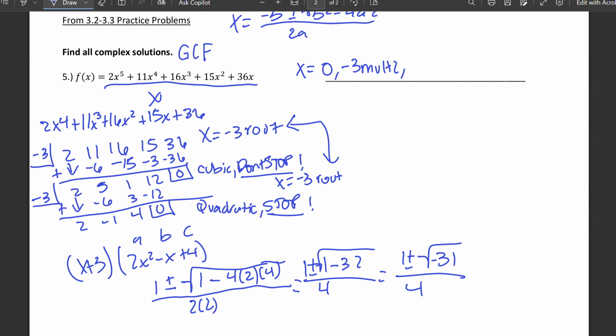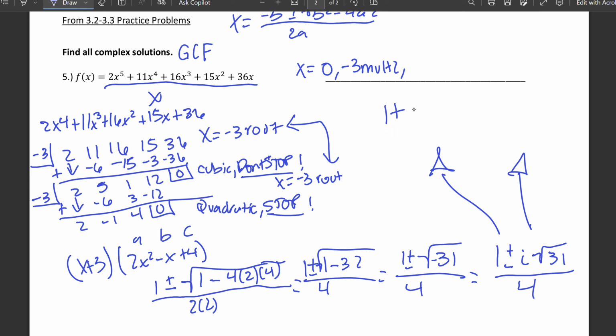This is practically where we have to use imaginary numbers, right? So this turns into 1 plus or minus i square root of 31, over 4. And again, because of the plus or minus, this gives us two particular answers. What is our answer here? We have 1 plus i square root of 31 over 4, and 1 minus i square root of 31 over 4. So that is going to be our other two answers.